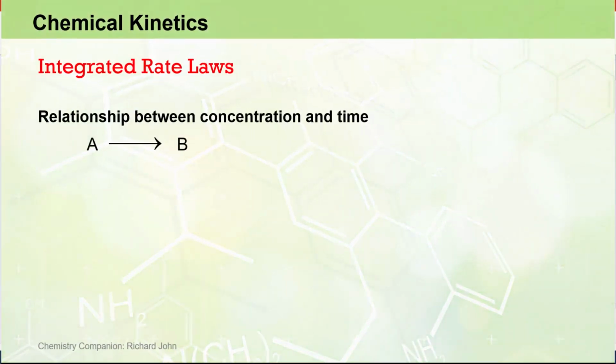If we consider the simplest form of a generalized chemical reaction in which a single reactant A is converted to a single product B, we can write the generalized form of a rate law like this, where the rate equals the rate constant k times the concentration of A raised to the power m, where the exponent m represents the order of reaction with respect to A.